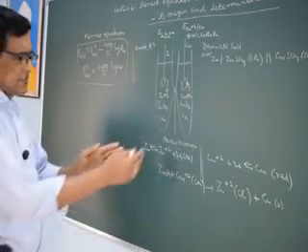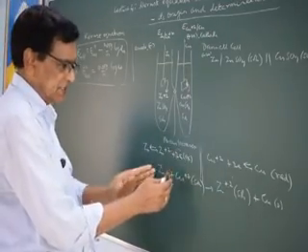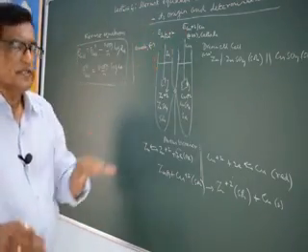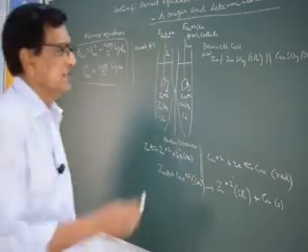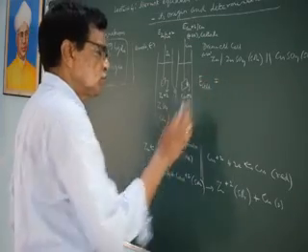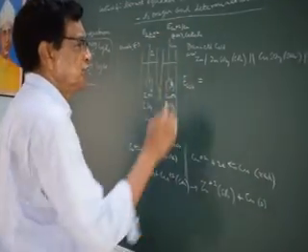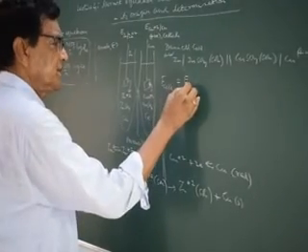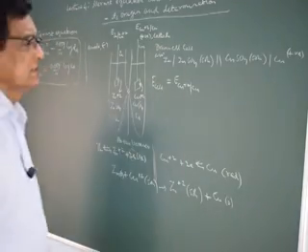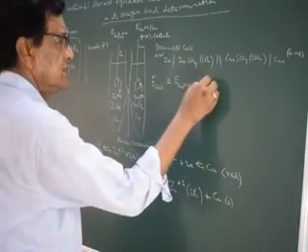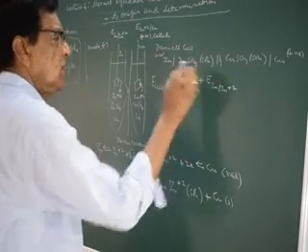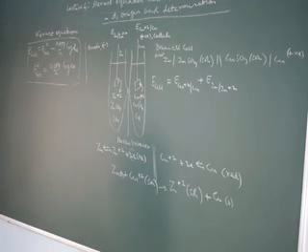And as the summation of these two electrodes gives the cell reaction, naturally the summation of these two electrode potentials will also give the cell potential. So the cell potential will be the summation of these two electrode potentials. We can write Cu plus 2 oblique copper, this is the reduction electrode potential, plus this one, zinc to zinc plus 2, and this is the oxidation potential, the sum of the two.